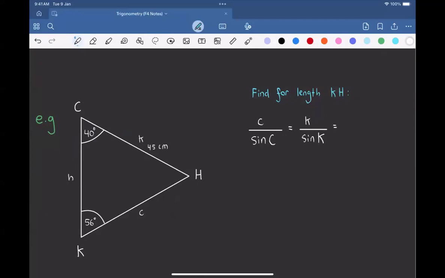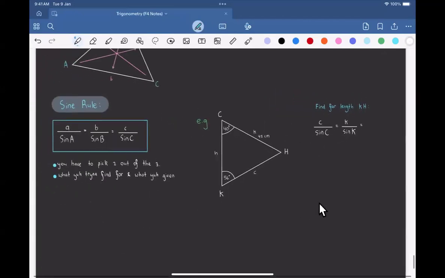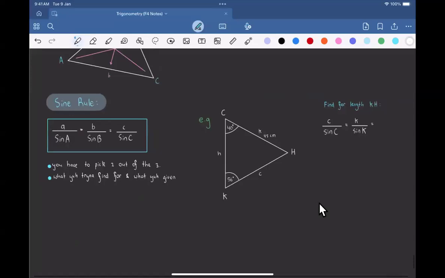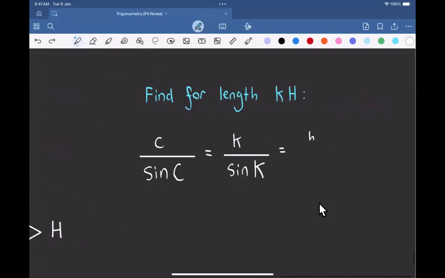Nicholas, what's the last one? Wait, hold on. We're talking about the sine rule here. The sine rule is a over sine A equals b over sine B equals c over sine C. But in this question we don't have A and B, we have H and K, so you're just replacing the variables with C, K and H. So the last one will be little h over sine capital H.